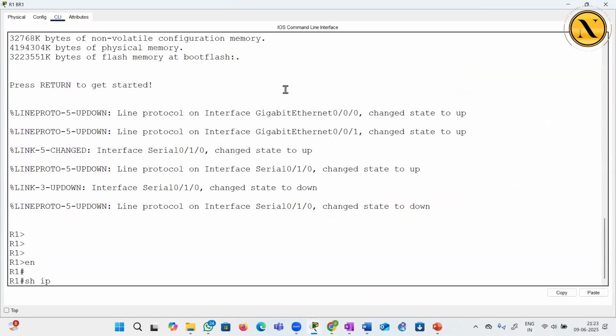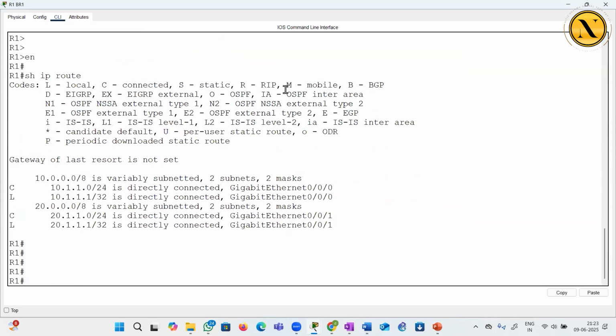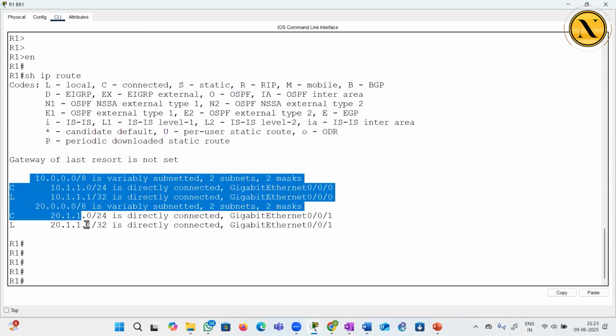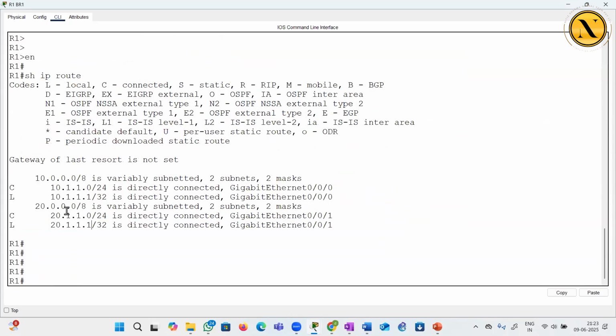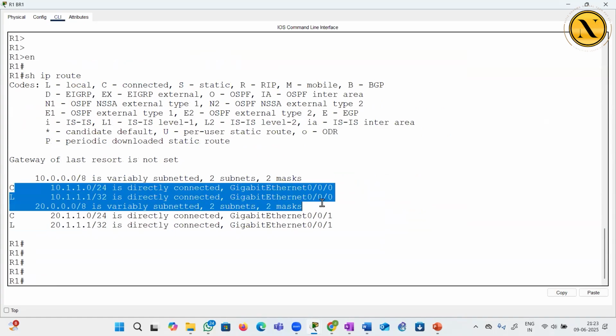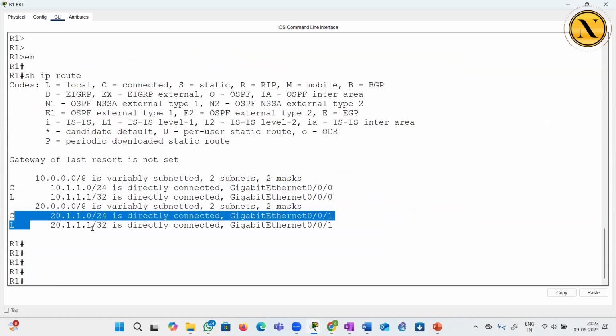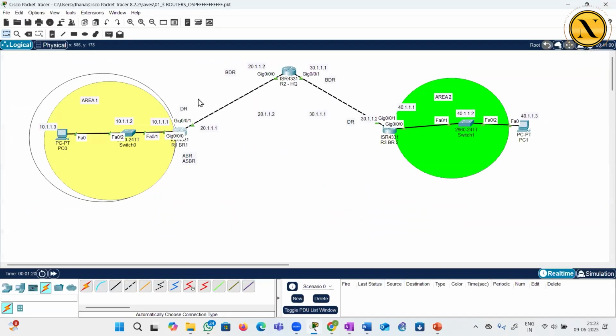Show IP route. So we are only connected and local, right? 10 and 20. 10 is connected on my gigabit 0 port and 20 is directly connected on my gigabit 1 port. But I have no idea about 30 and 40. So if this guy pings anybody in 31.1, 31.2, or 41.1, 41.2, 41.3, they cannot ping, right?